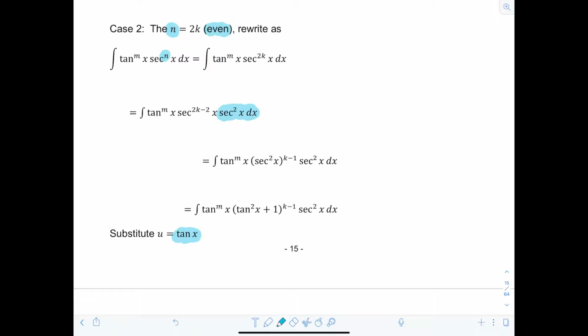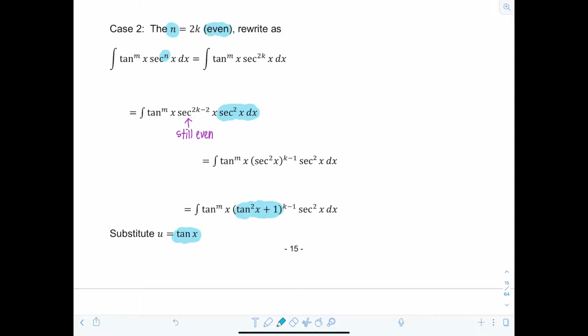Well, since the power on secant was even, if you take away 2, this is still even, still being raised to an even power. So then you can use your identity that secant squared x equals tangent squared x plus 1. And then you can make your u-substitution and proceed.